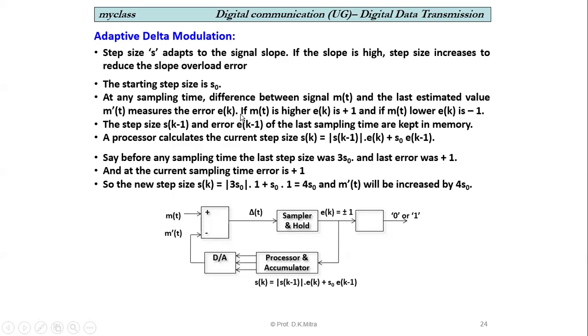How does it create it? If m(t) is higher, that means if the present signal is higher than the last estimated signal, then a particular parameter is created, delta t, which is then given to a sample level circuit. It creates ek plus 1 or minus 1. If it is higher, then ek is considered plus 1. If m(t) is lower, ek is considered minus 1. So a sample and hold electronic circuit can serve this purpose.